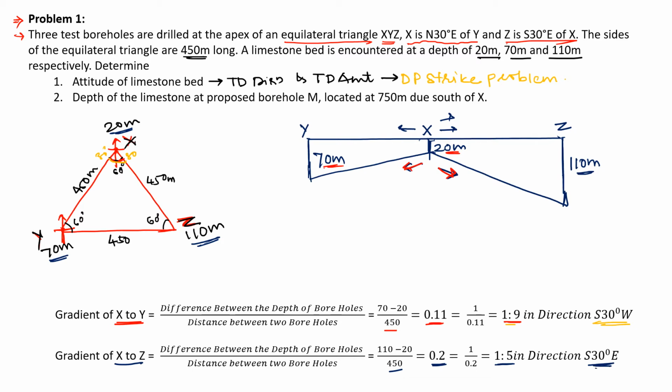Okay, so with this we got two amounts and two directions. Let us remember these values, write them down, so that we can jump to the next slide. Values are 1 in 9 in south 30 west and 1 in 5 in south 30 east. Okay, so we'll move to the next slide and we'll try to solve the attitude of the bed first.